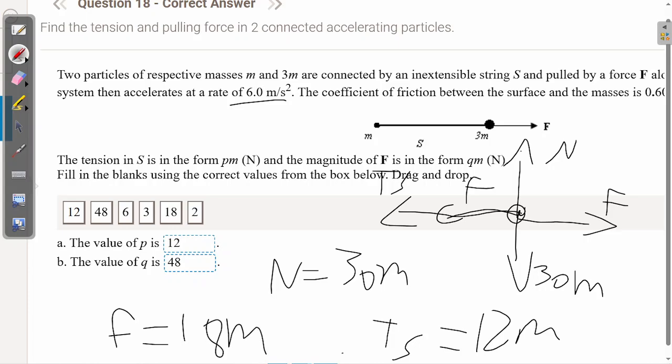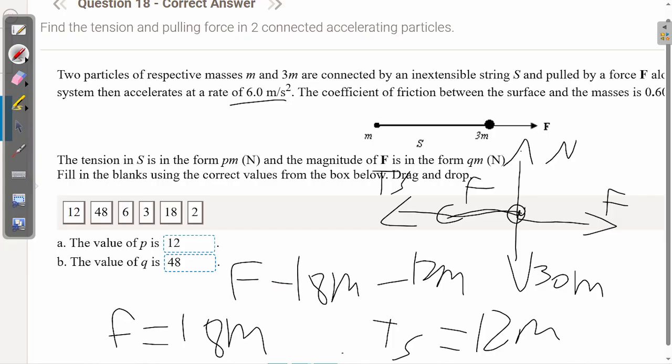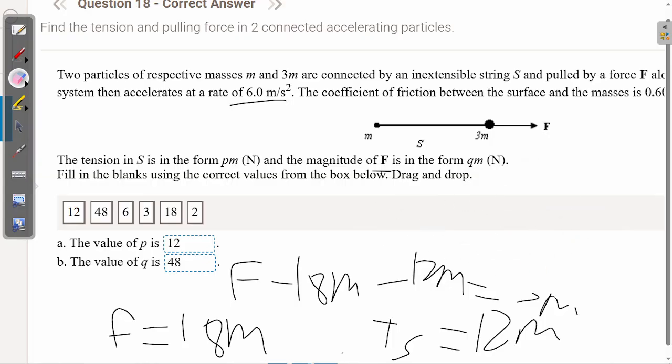And now we can solve. So F minus 18m, the friction, minus 12m, the tension, is equal to 3m times 6, which is 18m. Yes, 3 times 6, 18. Okay, 18m.